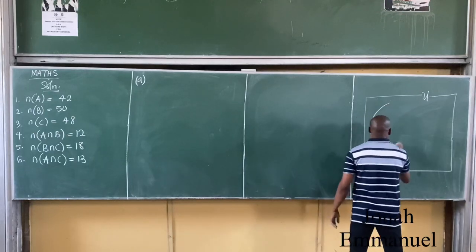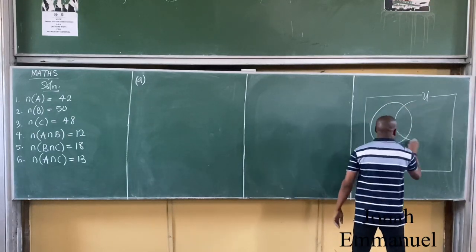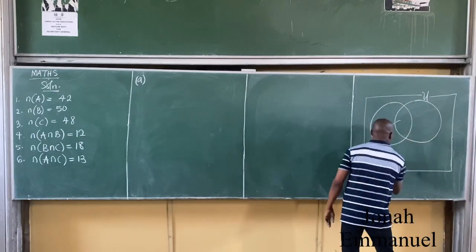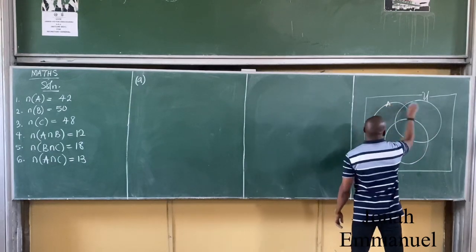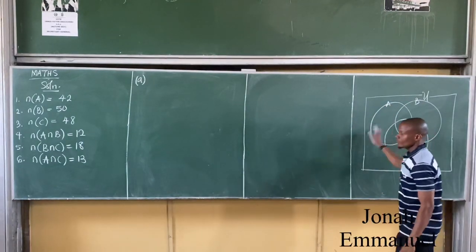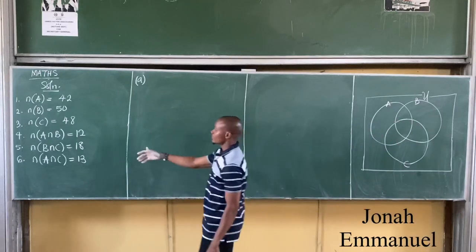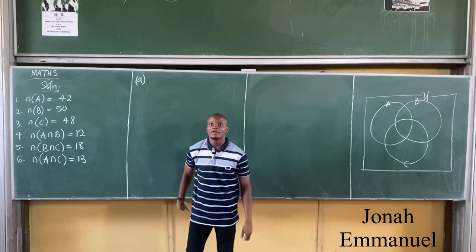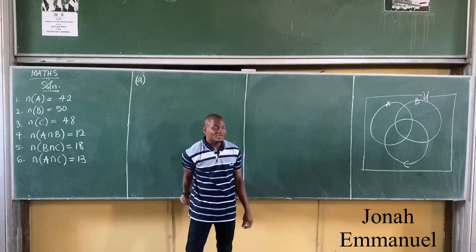You have one, you have two, you have three. So A, B, and C. Alright, so let's look at this case. You say find the person that does what? What question is there?